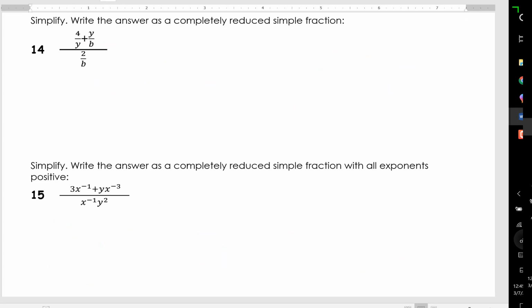Okay, I'm seeing a lot of problems on this type of problem, number 14. I showed you two ways to do these problems.